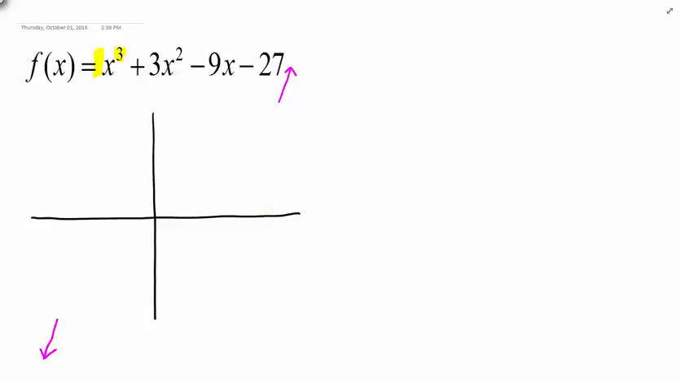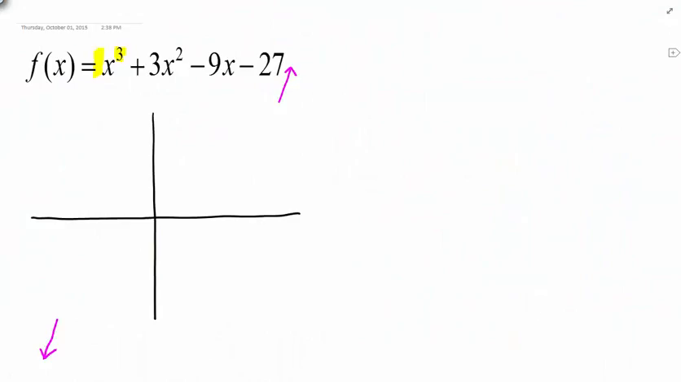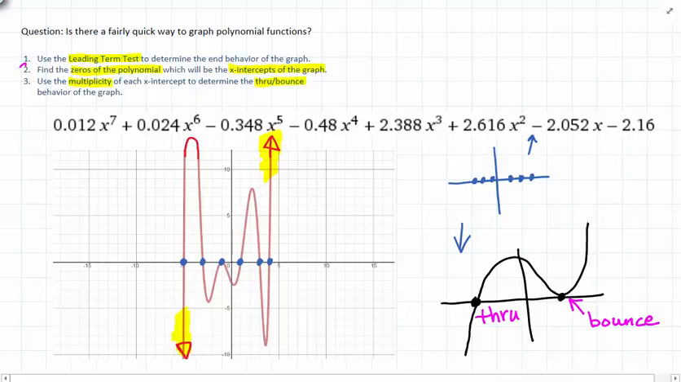Okay, so that's number 1 in our list right back here. Use the leading term test, and that will get you this much of the graph. Now, it doesn't look like very much, but it will work together. So let's go to the second thing, which is to find the zeros.